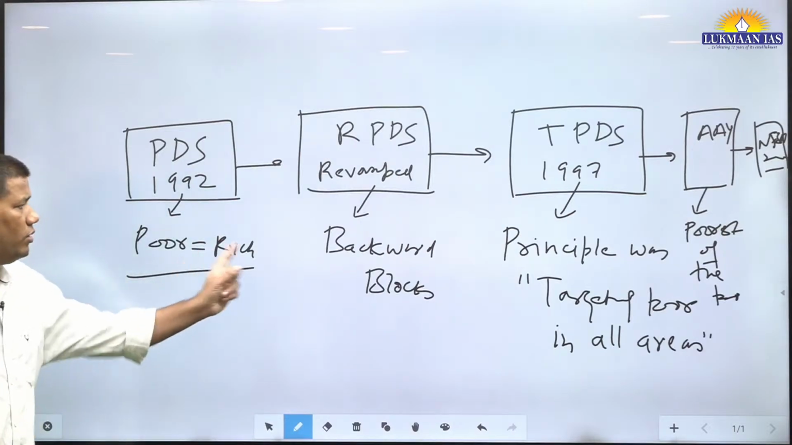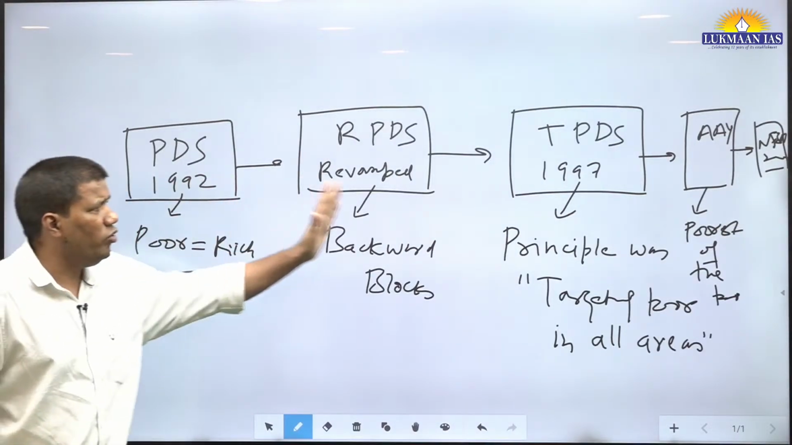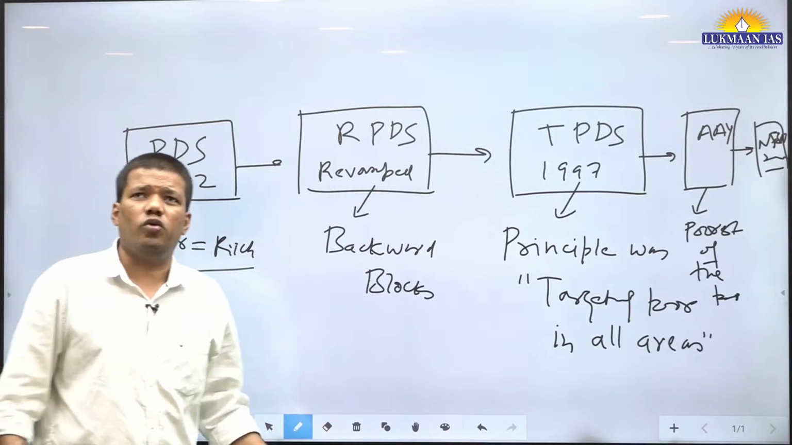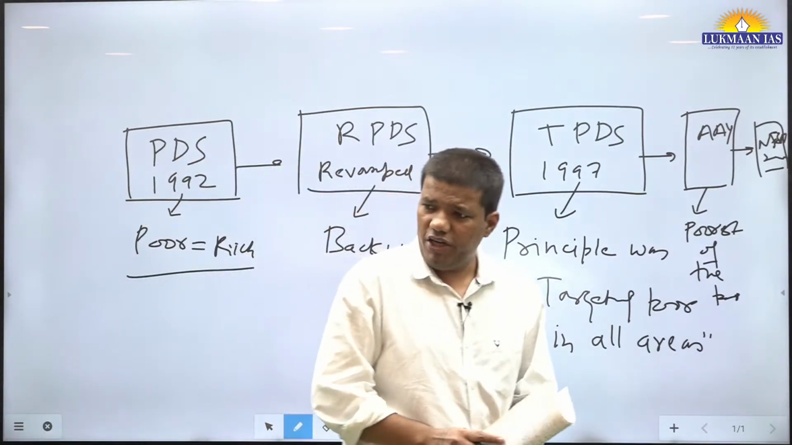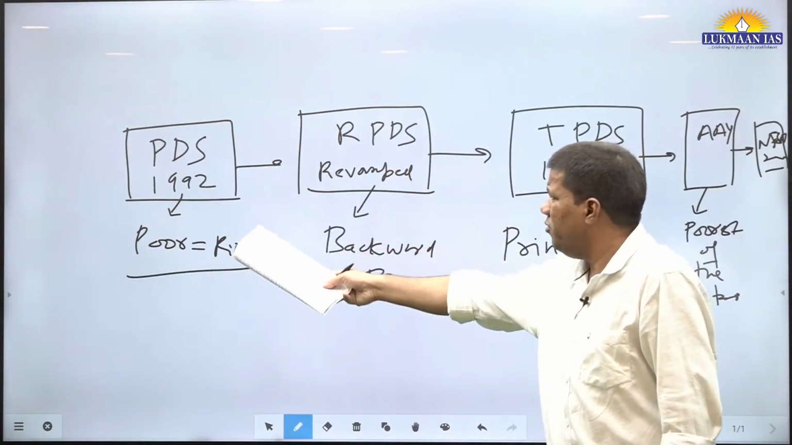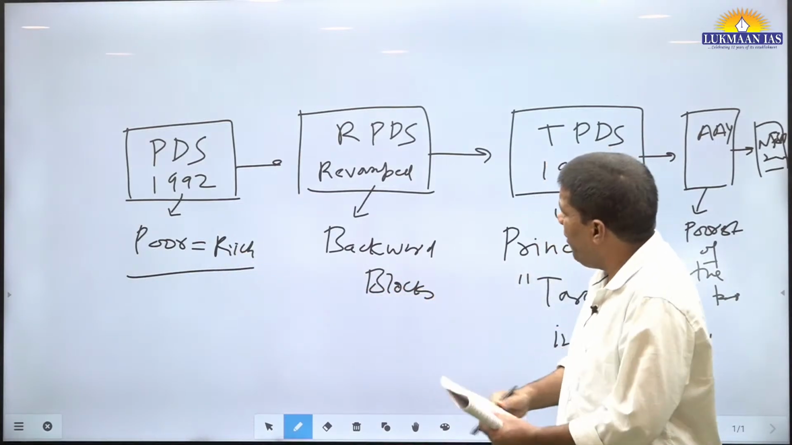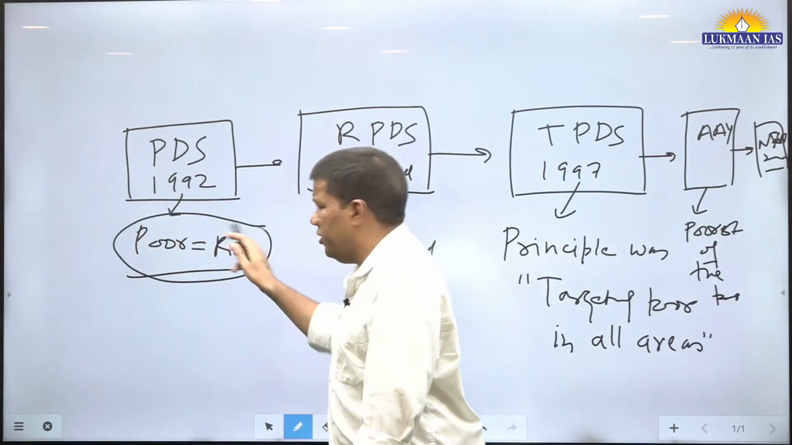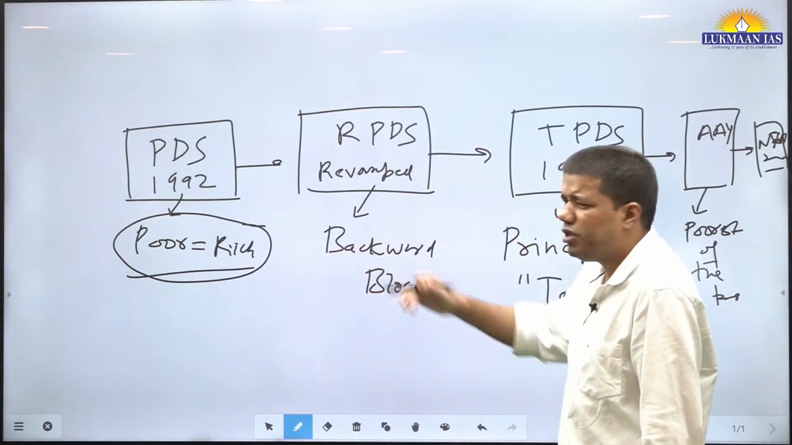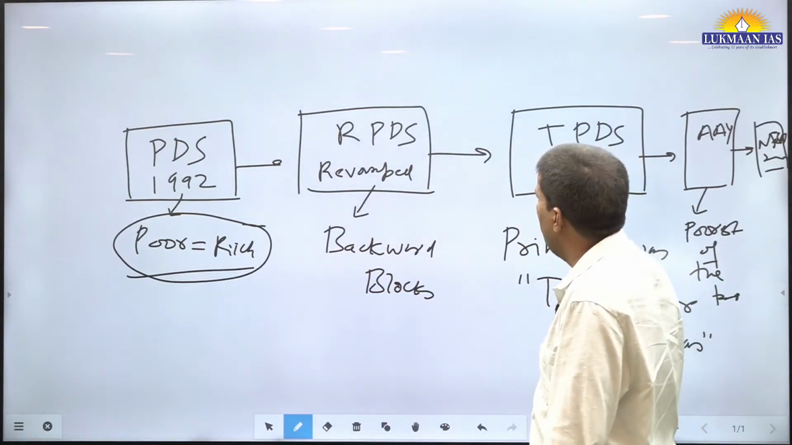Fine, everyone, please, somewhere, if you make this diagram in your copy, the examiner will think, okay, you understand the big picture. ठीक है? Story clear है? पहले PDS था, वहाँ पे क्या था? Rich or poor, everyone was equally entitled to the grain. It's like a universal basic income approach.